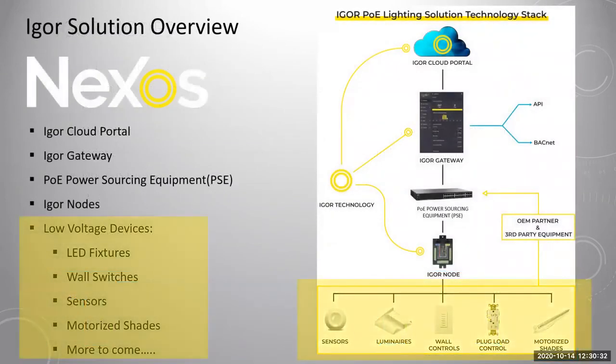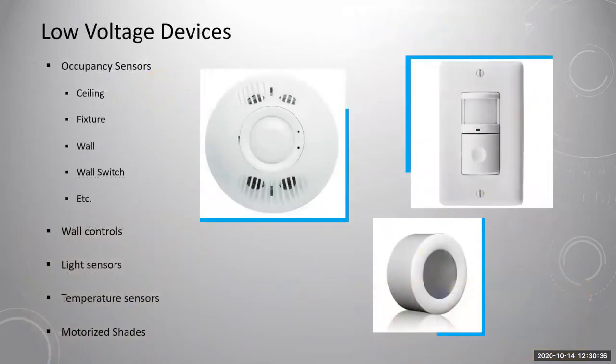And so really the last section is the low voltage devices. And so these are really the devices the occupants of the building are actually going to see, whether it's your LED fixtures, your LED tape light, your motion sensors, ambient light sensors, temperature sensors, etc. We're always adding to this list, and motorized shades are on here as well.